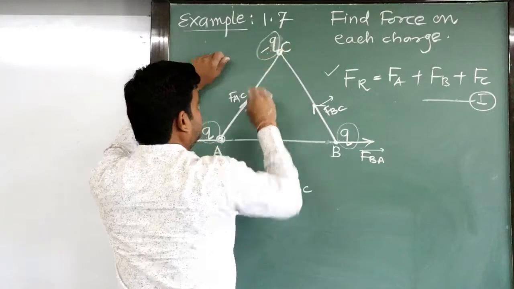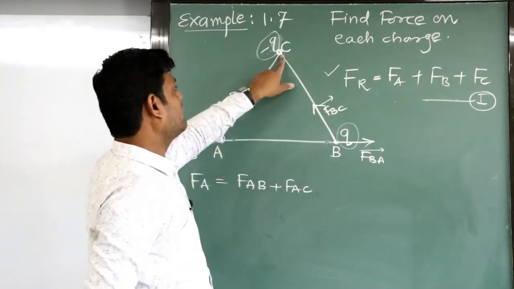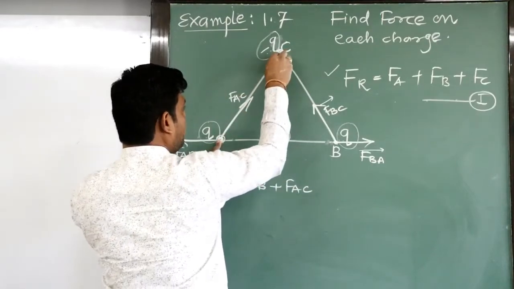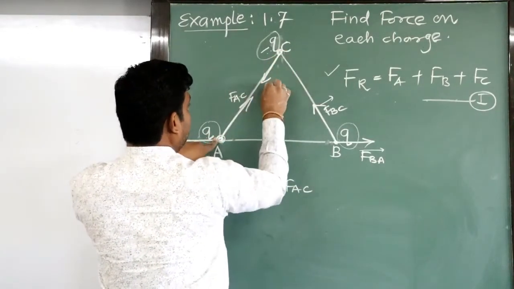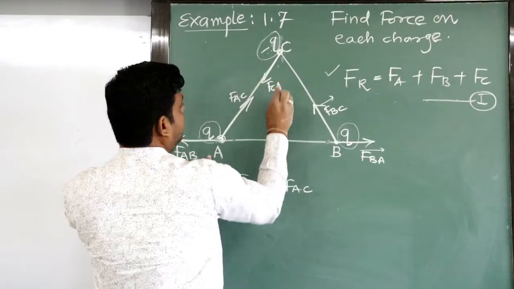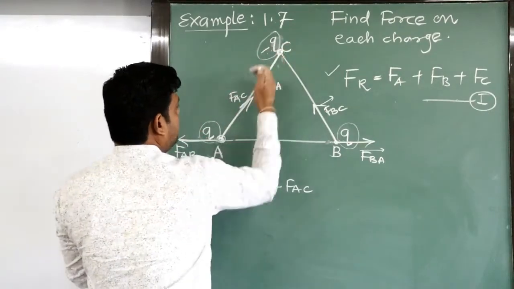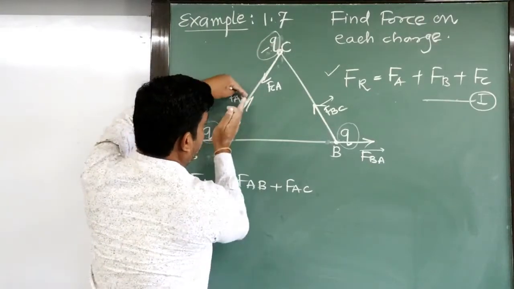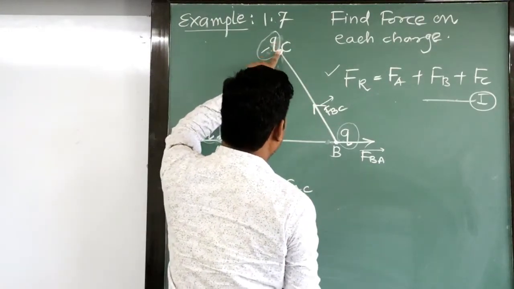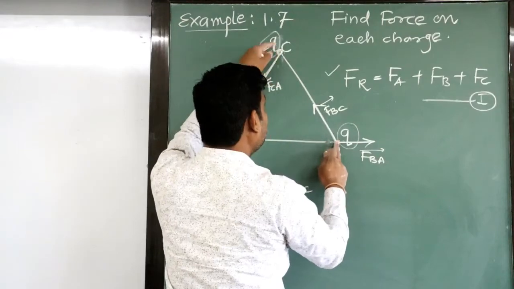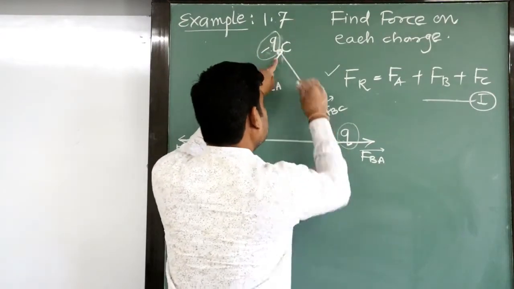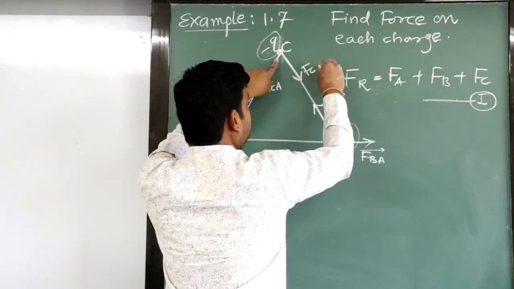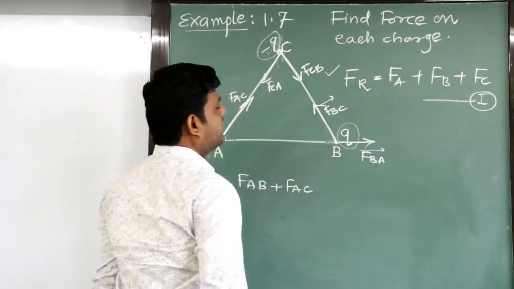Next, over here, what is the force acting on C due to A? It will be attractive in nature. This is minus, this is plus, so the force will be attractive. Similarly, the force acting on C due to B will be attractive in nature. So this is the force acting on C due to B, correct?